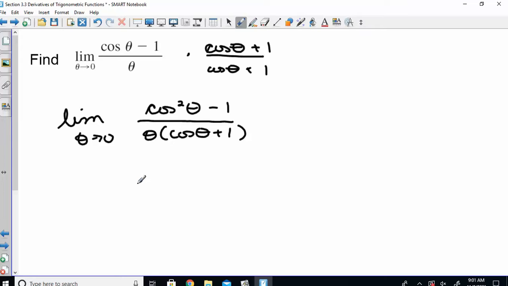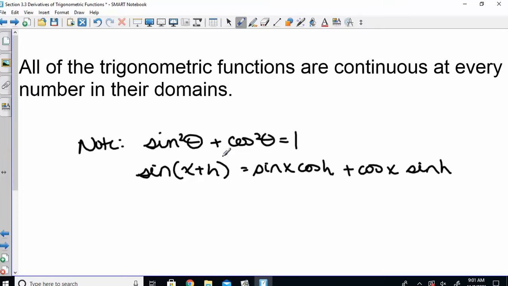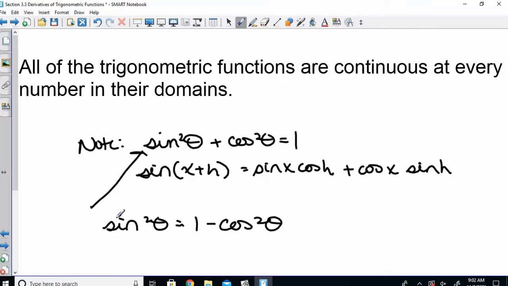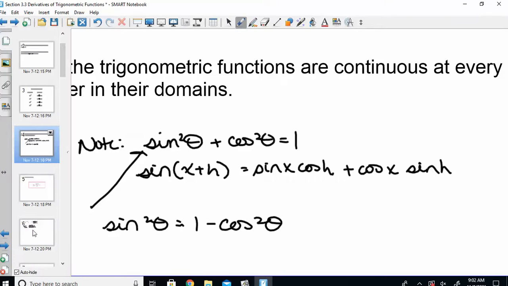Is that at all familiar? It's really close to this formula. If you have cosine theta minus 1, what would that be equal to? Almost. Negative sign, right? If you subtract it over, sine squared is 1 minus cosine squared. So cosine squared minus 1 would be a negative sine squared.